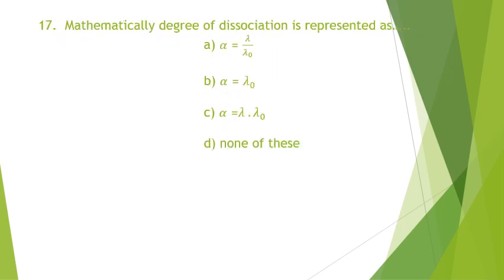MCQ number 17. Mathematically, degree of dissociation is represented as option A, alpha is equal to lambda upon lambda naught. Option B, alpha is equal to lambda naught. Option C, alpha is equal to lambda multiplied by lambda naught. And option D, none of the above. And our correct option is option A, alpha is equal to lambda upon lambda 0. Mathematically, degree of dissociation is represented as alpha is equal to lambda upon lambda 0.